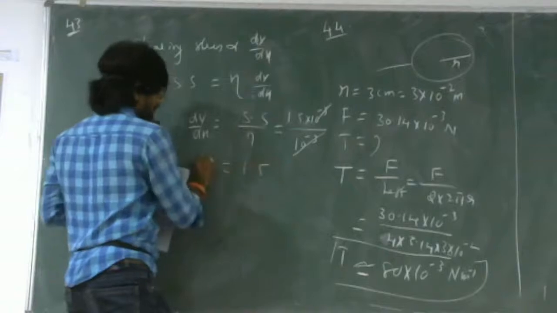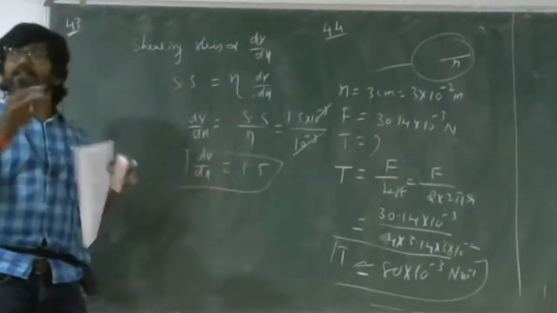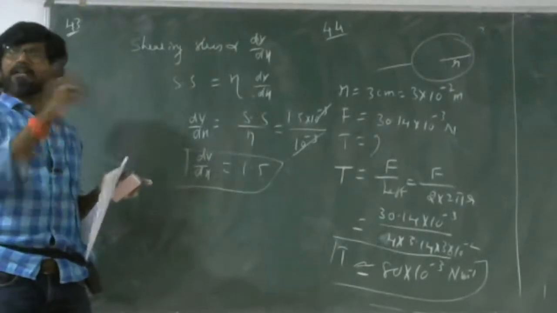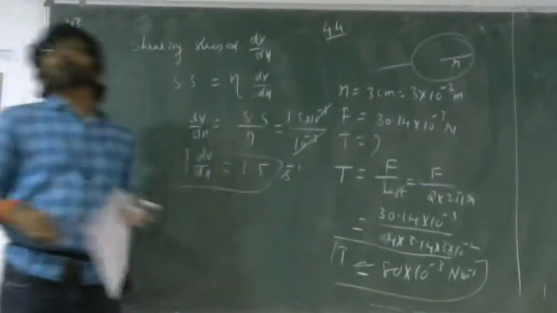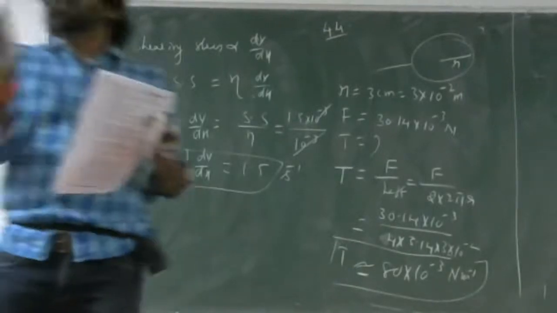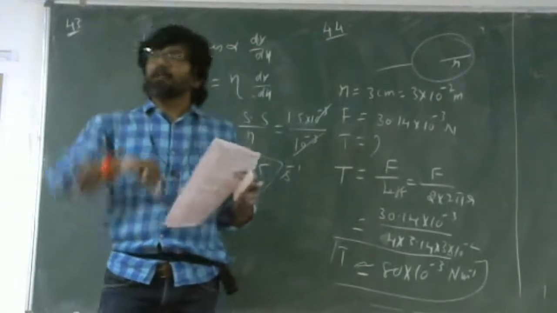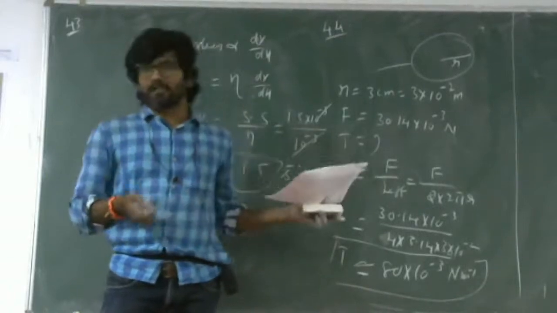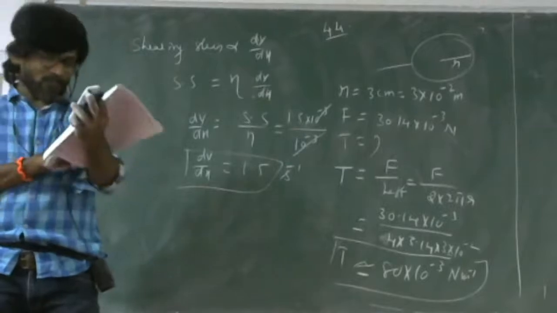Yes. What is the unit? Velocity gradient means velocity by distance. Velocity unit is meter per second by meter. Meter cancels. So what will be the unit of this? Per second. So this kind of question may also come. Which of the following represents the unit of velocity gradient? Meter per second, or per second square, per second cube, etc. You should know. Next. 42.